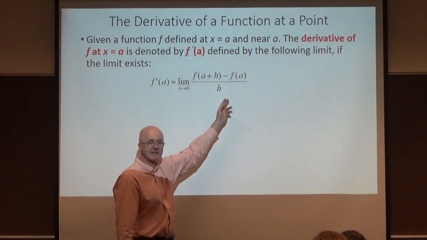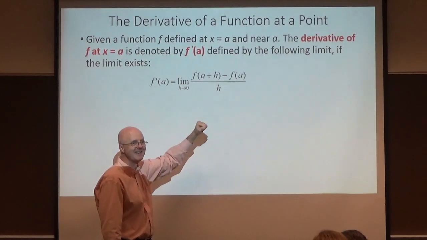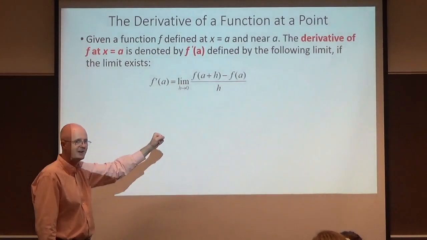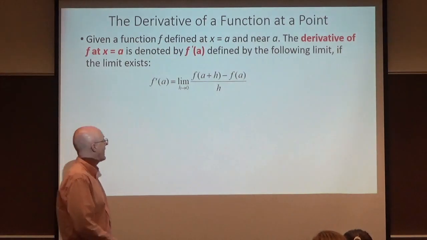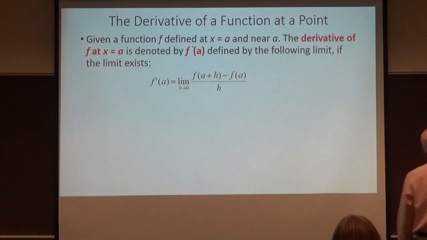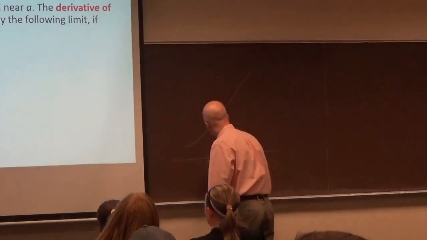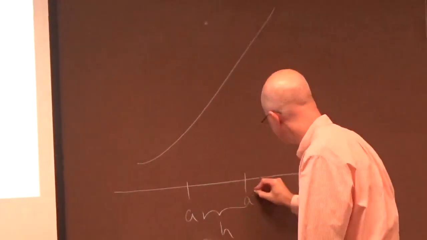This thing has a name, by the way, it's called a difference quotient, because there's a difference and it's a quotient. Okay? When you hear the name difference quotient in calculus, it's referring to that expression right there. For any fixed h, and again, you think of a as fixed, it is a slope of a secant line.